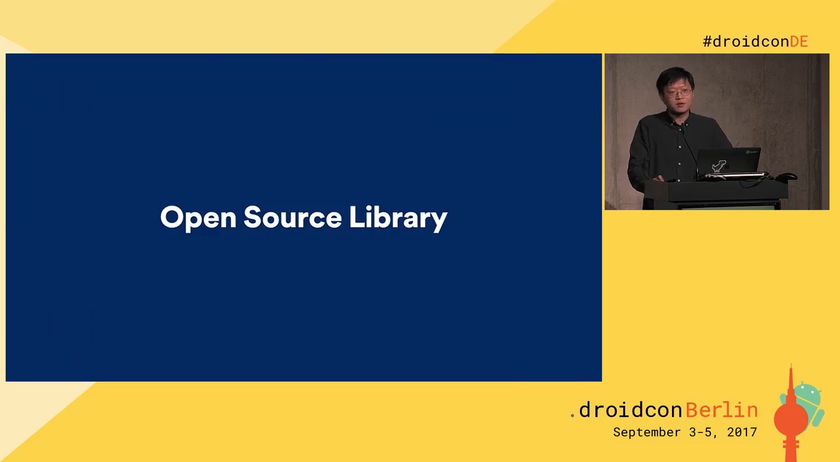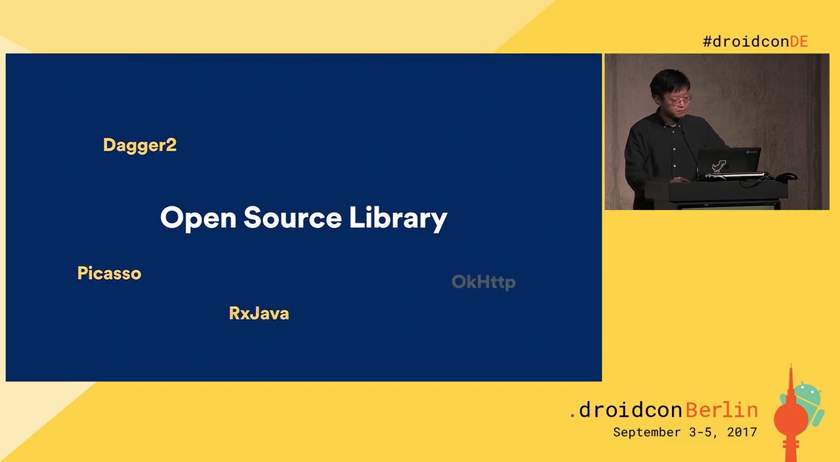So we've talked about open source, and what about open source libraries? I believe you've heard about Dagger 2, for dependency injection, Picasso, an image loading library, RxJava, and OkHttp to handle HTTP requests. And Guava is the common library by Google, and AutoValue. There are really more, and I believe you've at least heard of one.